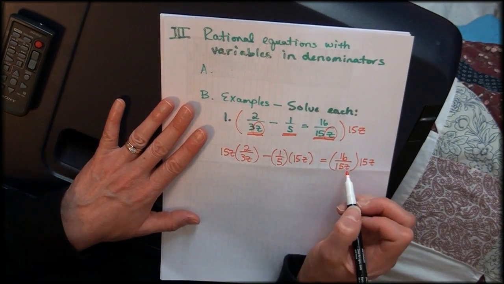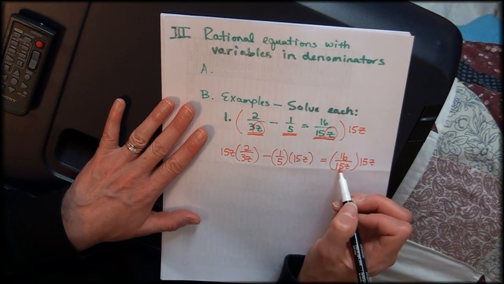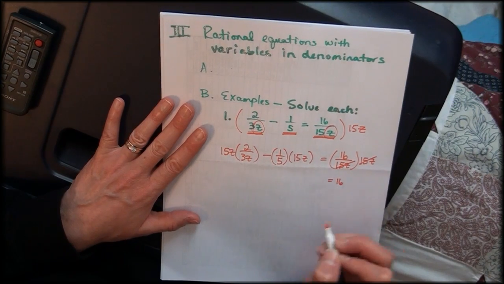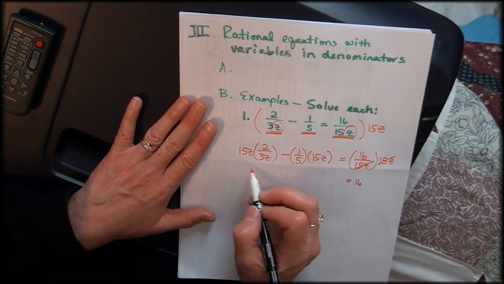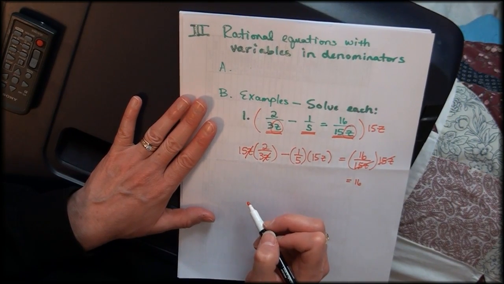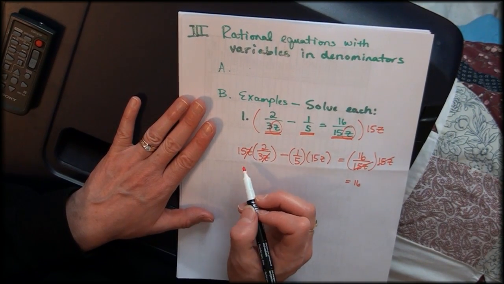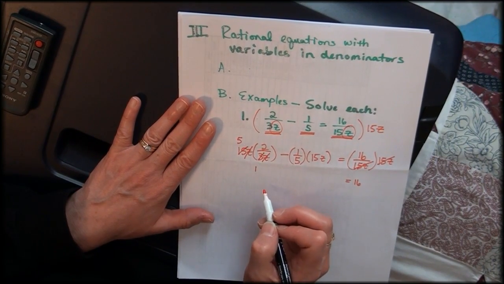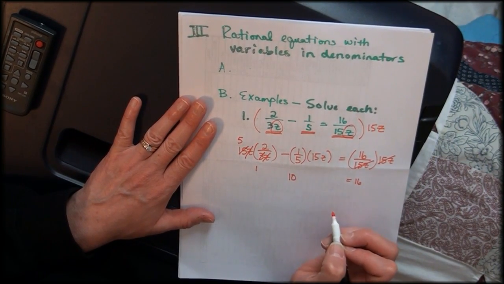Well, back here, this is pretty easy. What happens with the 15z's? Yeah, they cancel out completely, and I'm left with just a 16. Now, the tricky part is in these, but notice here, these z's are going to cancel out completely, and then that 3 goes into the 15. Well, 3 goes into 3 once, and it goes into 15 5 times, and I'm just left with a 10.